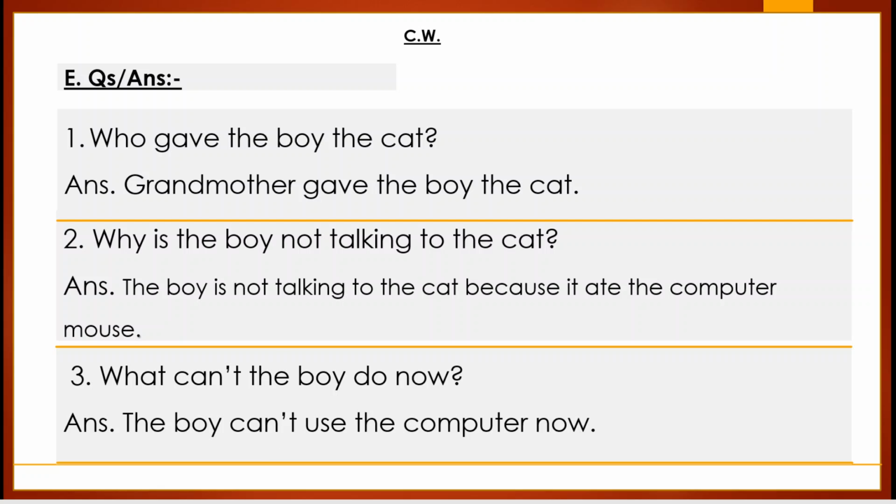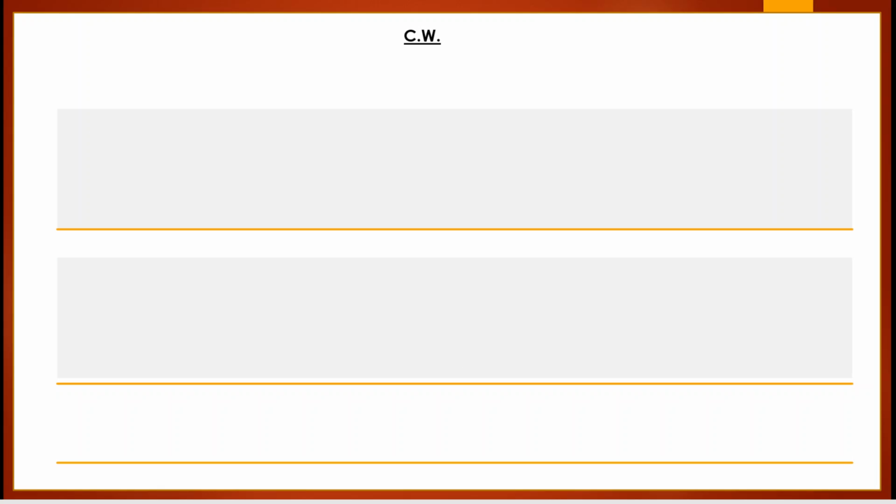So, hope that you have written the question answer. So, now we are going to do the next exercise. And this is the last exercise of this chapter. So, please now open a new page and write down today's date and classwork here first. Today's date and classwork. And then a heading in the first line, that is exercise number F.